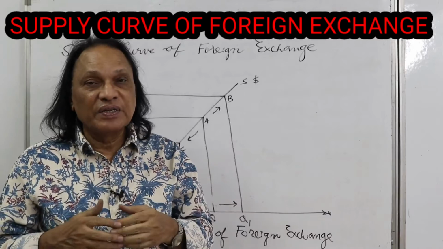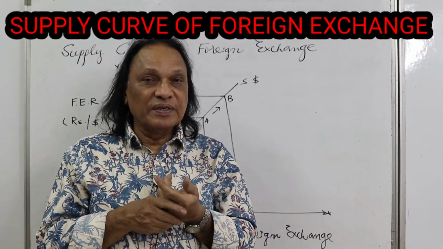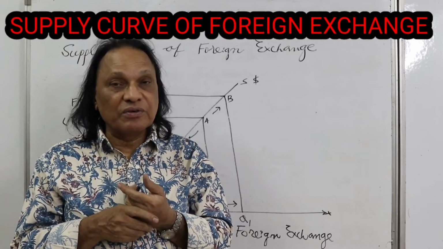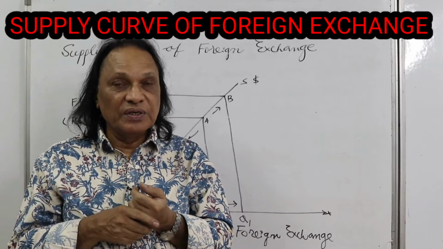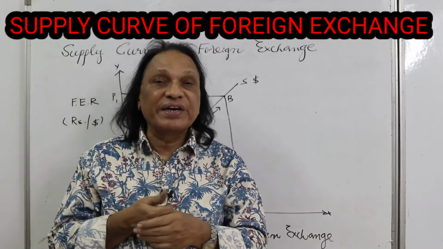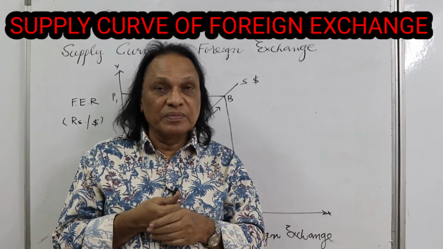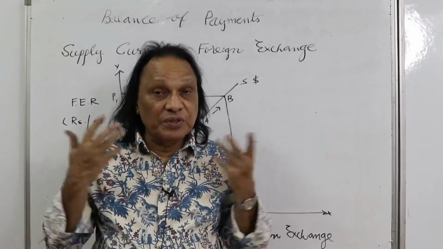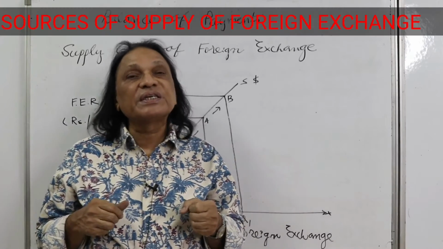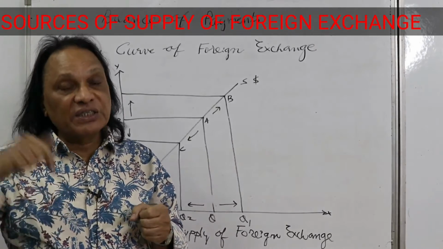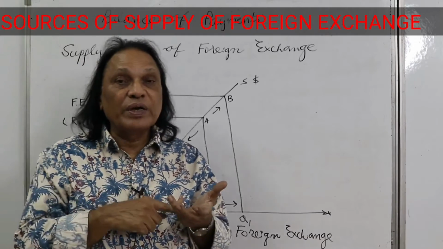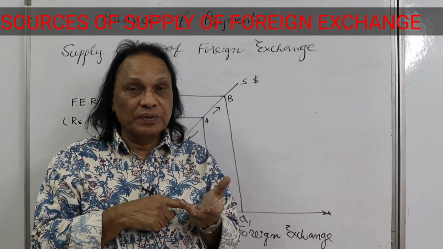Today, we're discussing balance of payments, supply curve for foreign exchange. In the last class, we discussed where does the supply of foreign exchange come from? Where do we get it from? The foreign exchange, dollars. We discussed supply of foreign exchange comes in our country when we export goods to other countries.